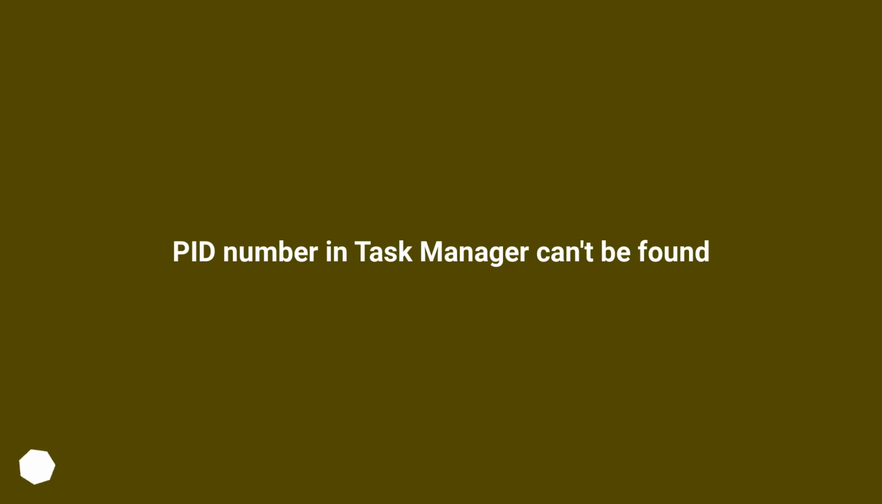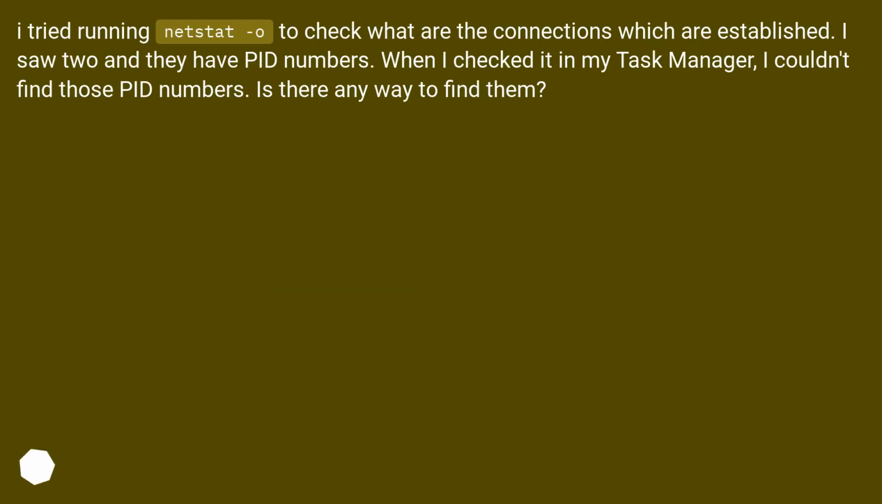PID number in Task Manager can't be found. I tried running netstat -o to check what connections are established. I saw two, and they have PID numbers. When I checked in my Task Manager, I couldn't find those PID numbers. Is there any way to find them?